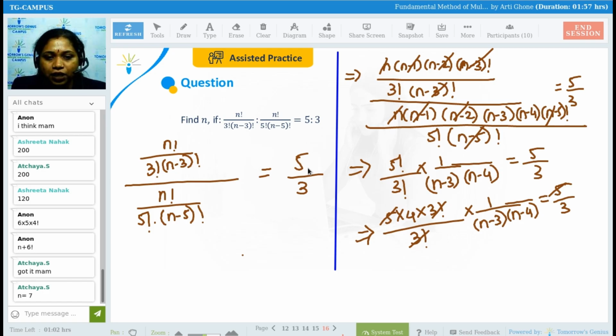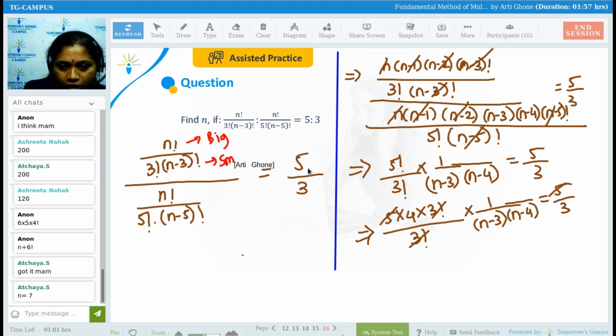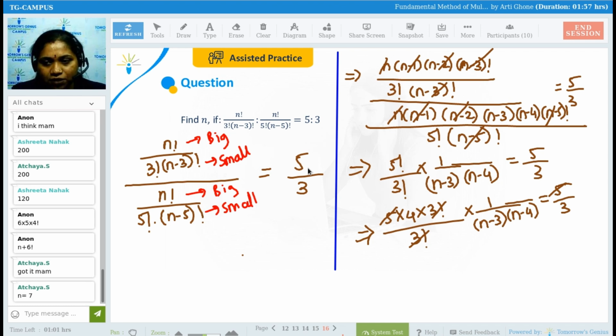Now n factorial upon 3 factorial into (n minus 3) factorial, upon n factorial upon 5 factorial into (n minus 5) factorial. If we consider only the numerator, n is big obviously and n minus 3 is small. Same for the other numerator, it is big, it is small. What you will do is resolve the bigger one up to the smaller one. So here n minus 3, n minus 3 gets cancelled. Here n minus 5, n minus 5 gets cancelled, right?